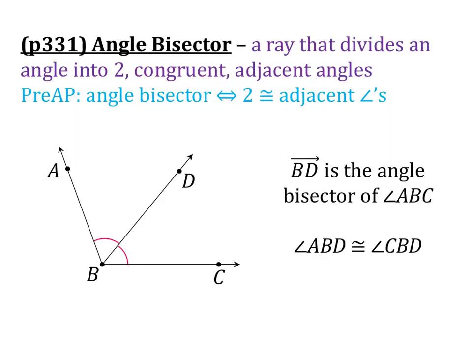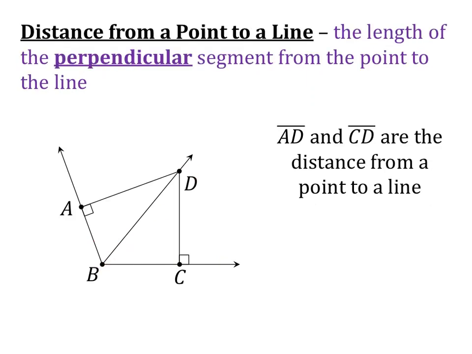Next, let's talk about an angle bisector, which is a ray that divides an angle into two congruent adjacent angles. So we've talked about this before. So BD is the angle bisector of ABC, so it cuts the two parts in half, meaning that ABD is congruent to CBD.